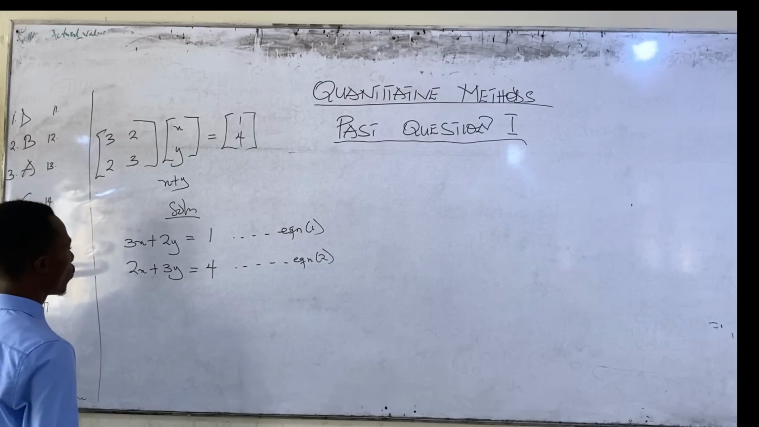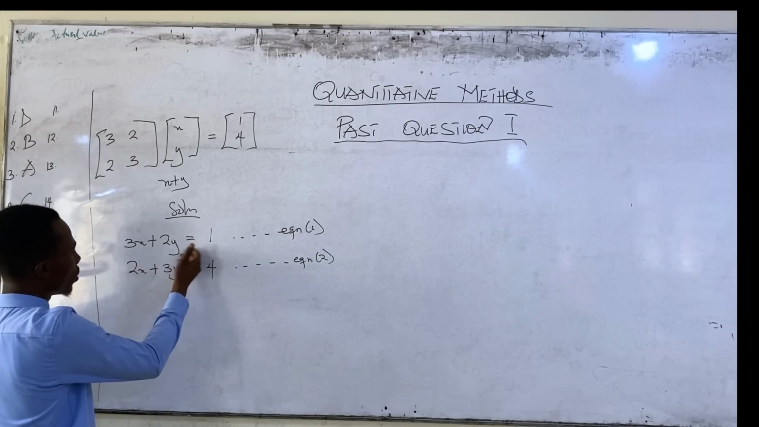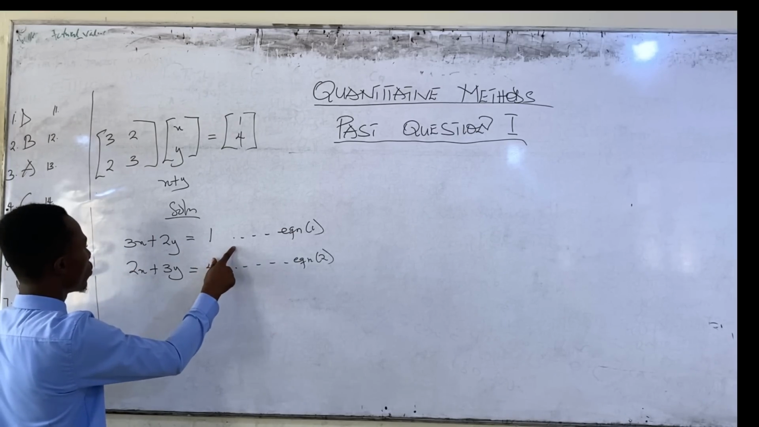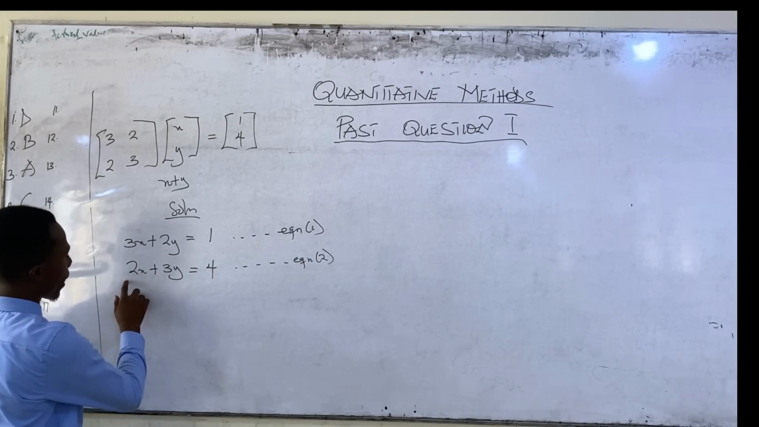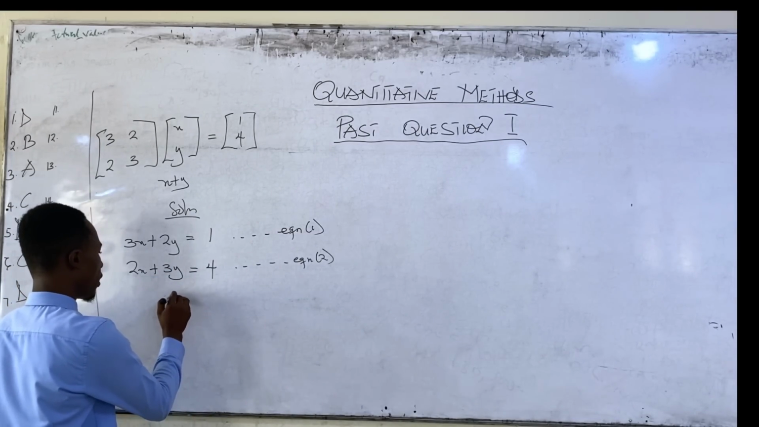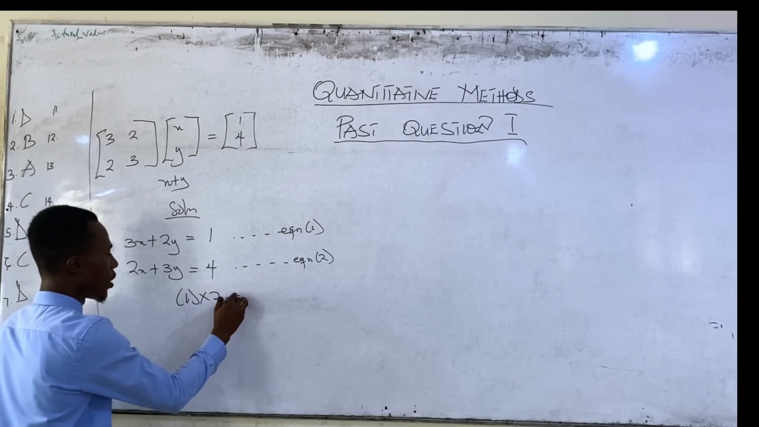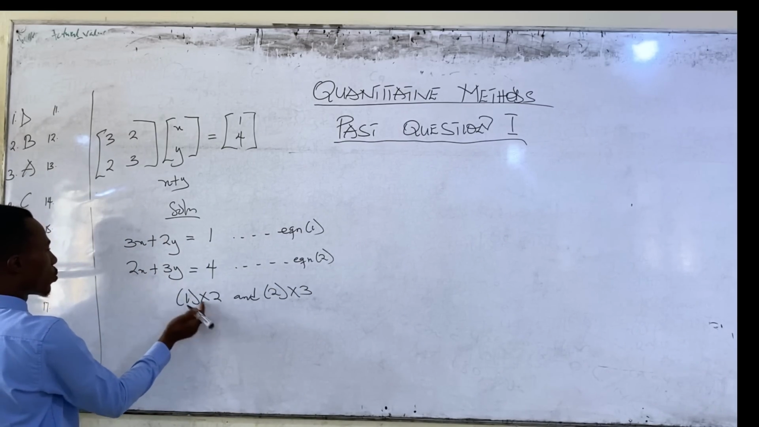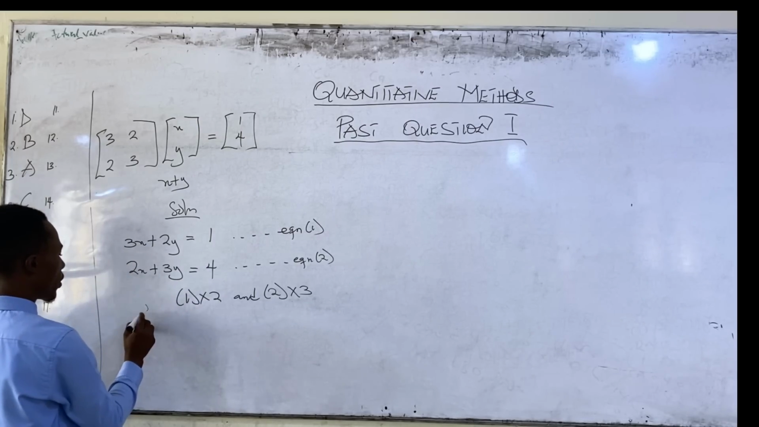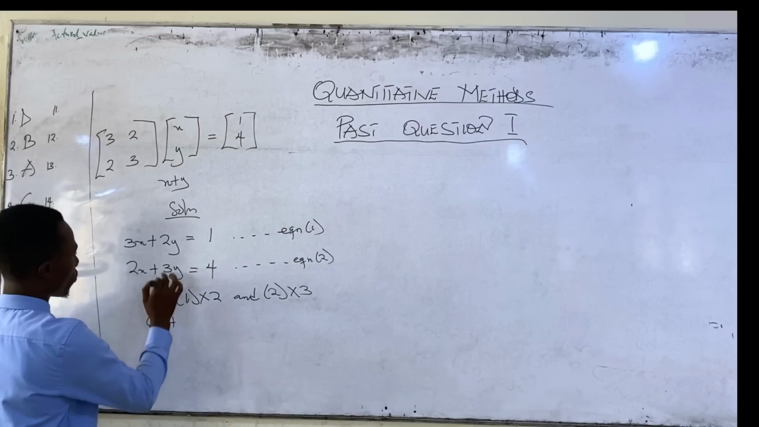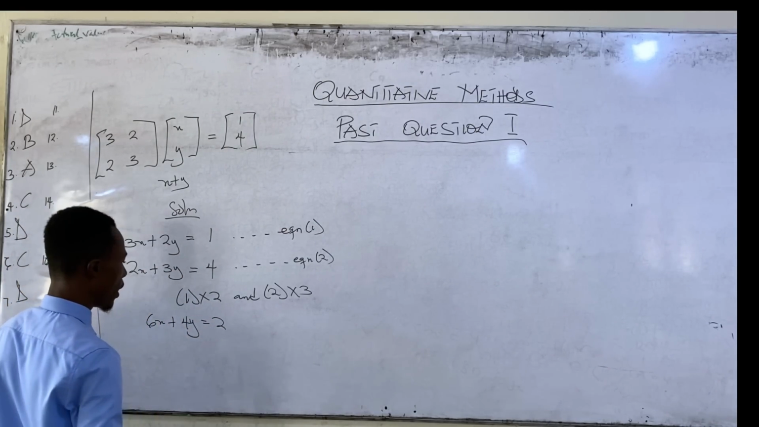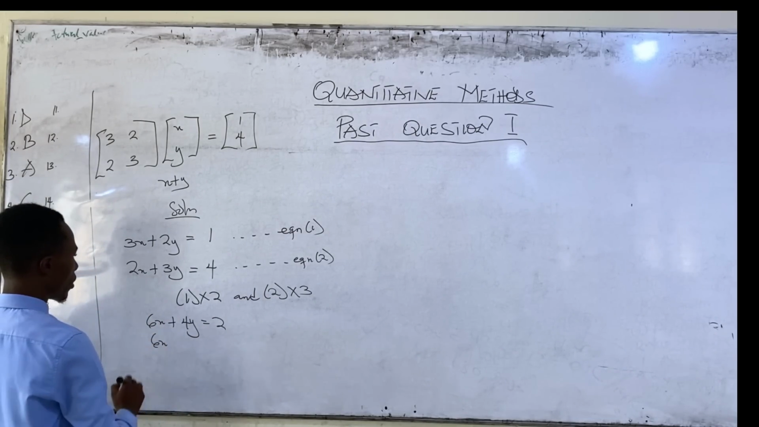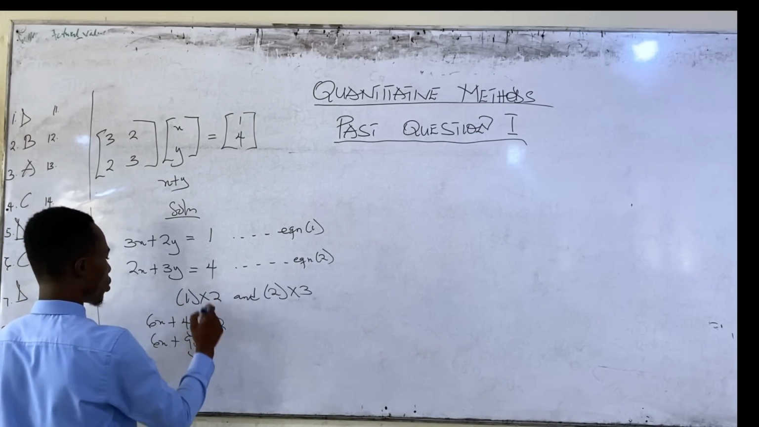Okay, we are going to use the elimination method. So we can multiply equation 1 by 2 and equation 2 by 3. When you multiply equation 1 by 2, we multiply everything here by 2, so you are going to get 6x plus 4y equal to 2. And when you come to equation 2, multiply it by 3. So 3 times 2x is going to give you 6x plus 9y equal to 12, right?